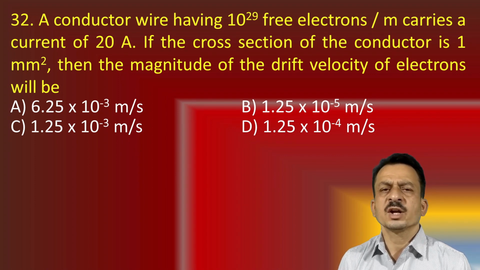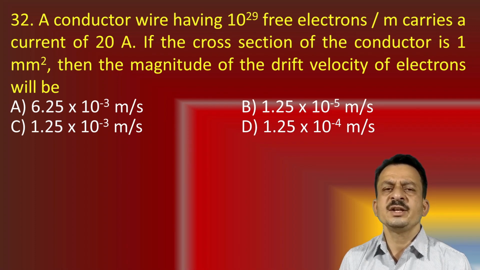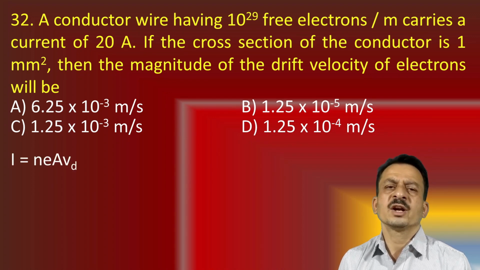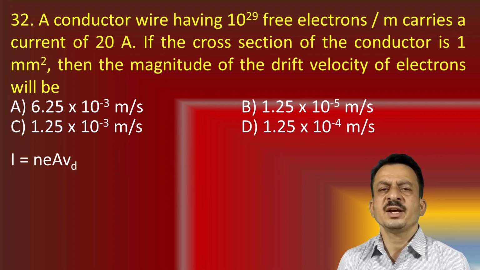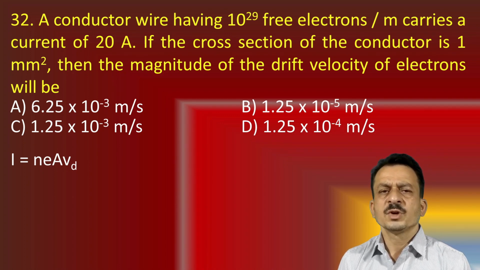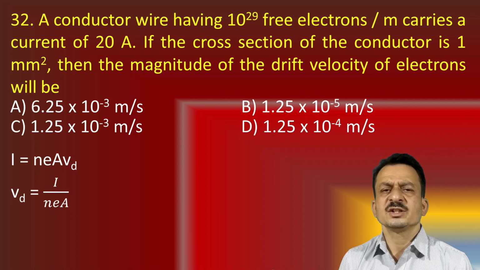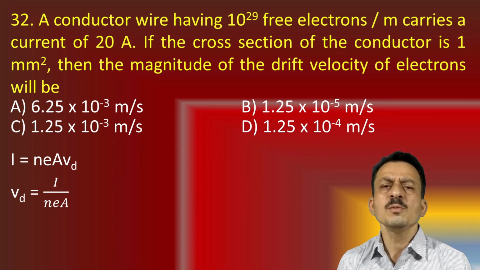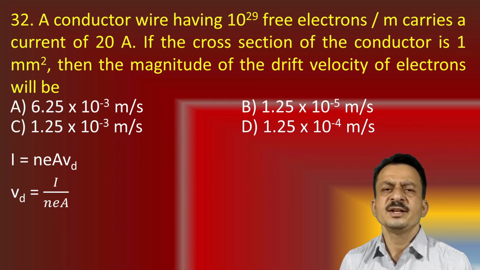Now here we have to calculate the drift velocity. We know the expression for the current in terms of drift velocity. I is equal to NEAVD. That formula we know. N is the number of electrons, E is the charge of the electron, A is the area of cross section, and VD is the drift velocity. Now we have to calculate the drift velocity. Therefore, drift velocity VD is equal to I divided by NEA.